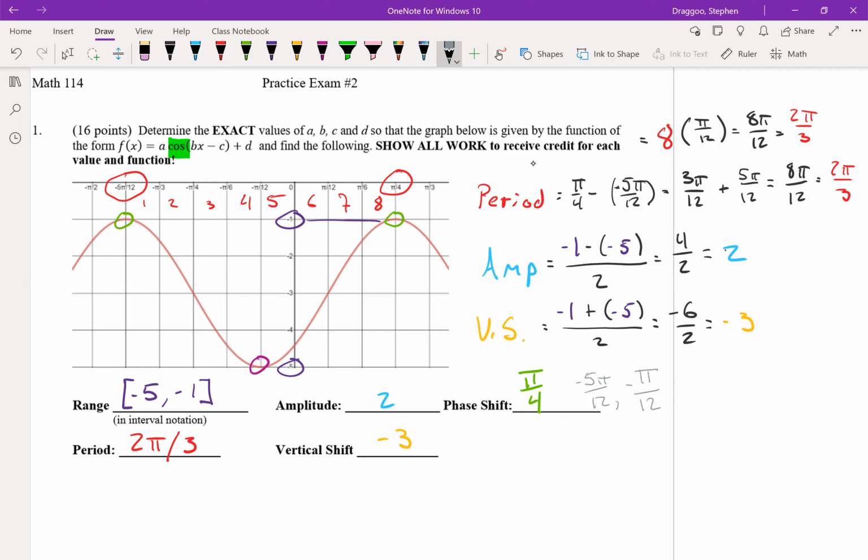because those are the maximums. And if I chose instead to start at the minimum, starting at the magenta circled point, that would make a negative instead of positive.